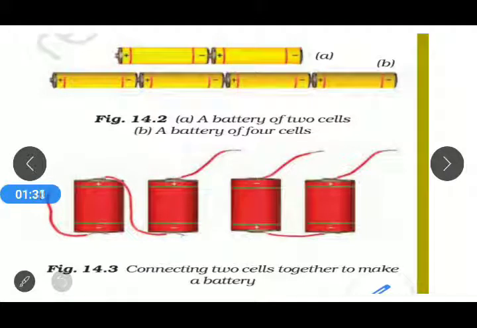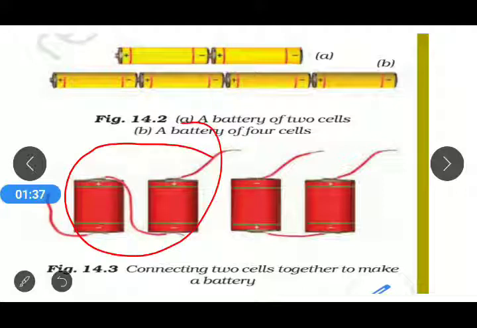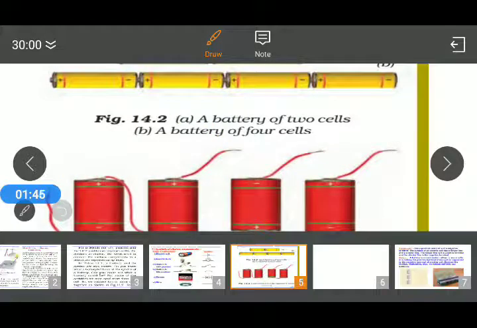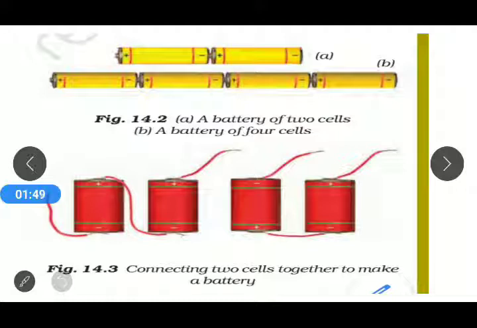In the next picture, you can see that there are two cells and they are connected like this. That means one wire is connected to one terminal, that is the negative terminal. I told you that in a cell there are positive and negative terminals, and commonly the top of the cell is the positive terminal and the bottom of the cell is considered the negative terminal. So you can see that one wire is connected to the bottom of the cell, and at the top part there is another wire attached to it.